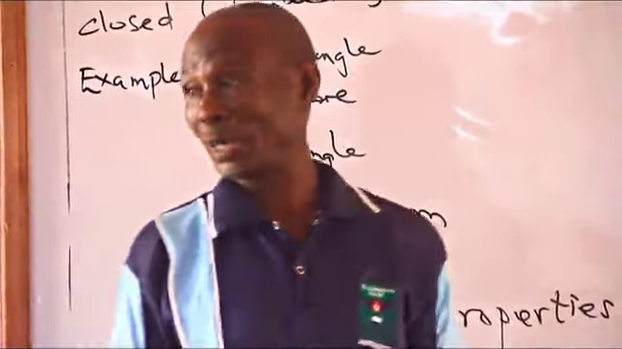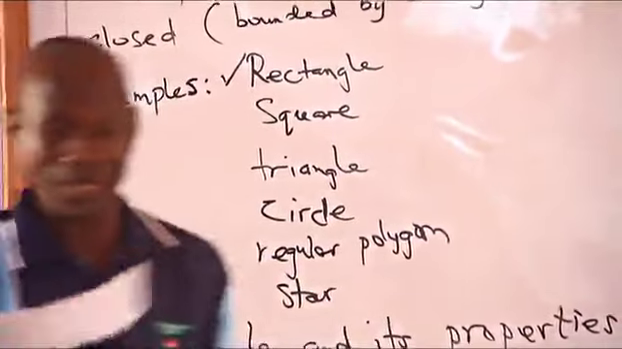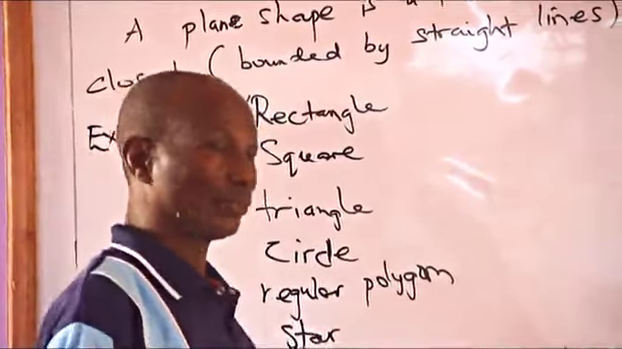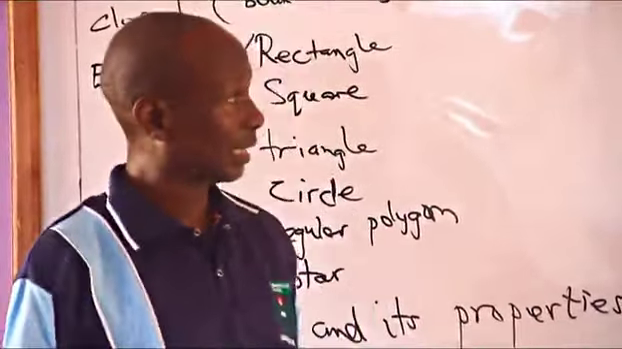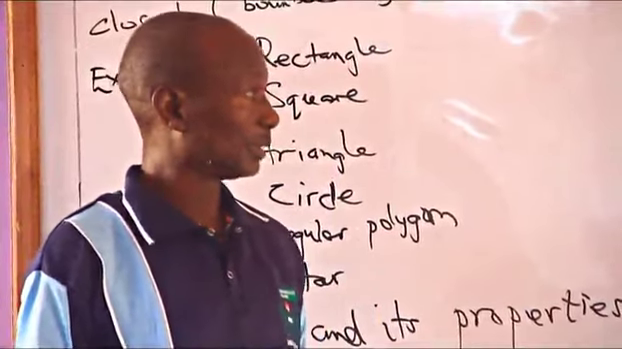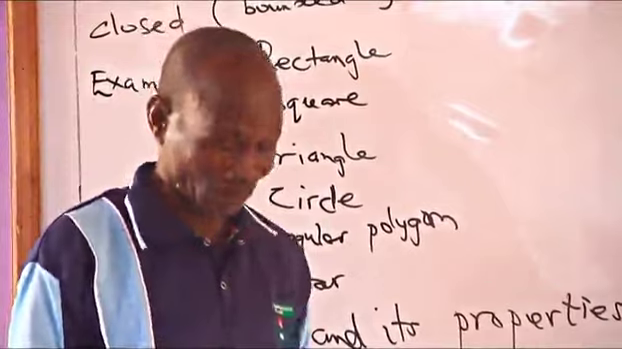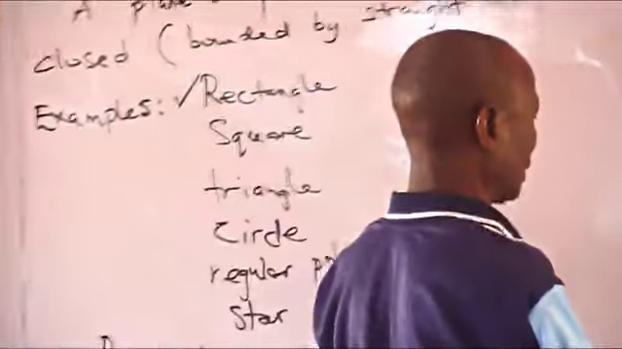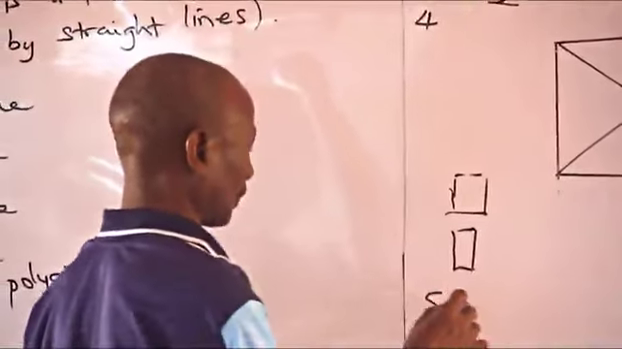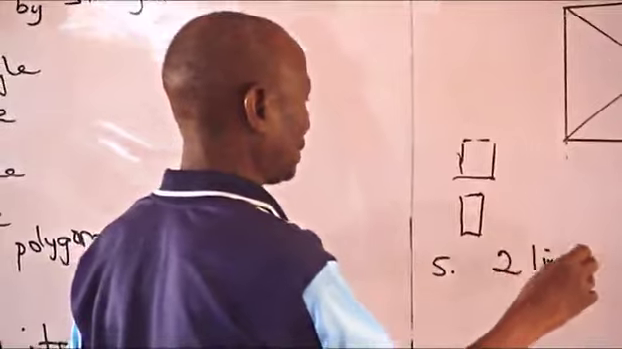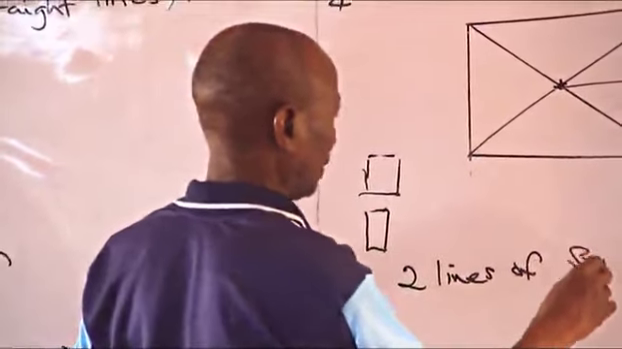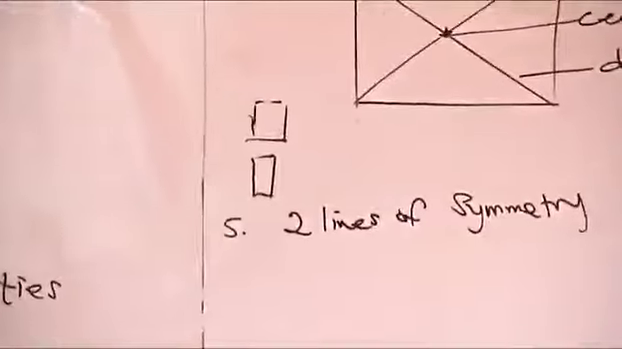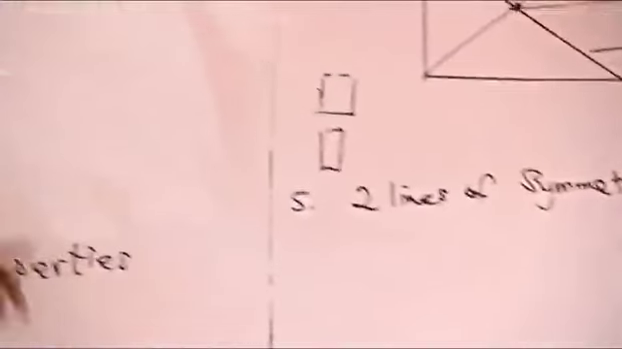If you take a sheet of paper like this, it is a rectangle. If you look at the top of your table, if your table is a rectangle, or your room, the surface is a rectangle. Now another thing we should know is what we refer to as lines of symmetry. It has two lines of symmetry. I will explain that. We have two lines of symmetry.